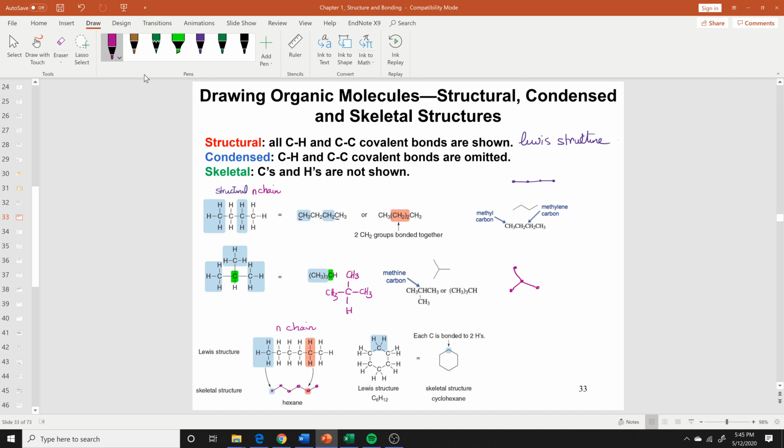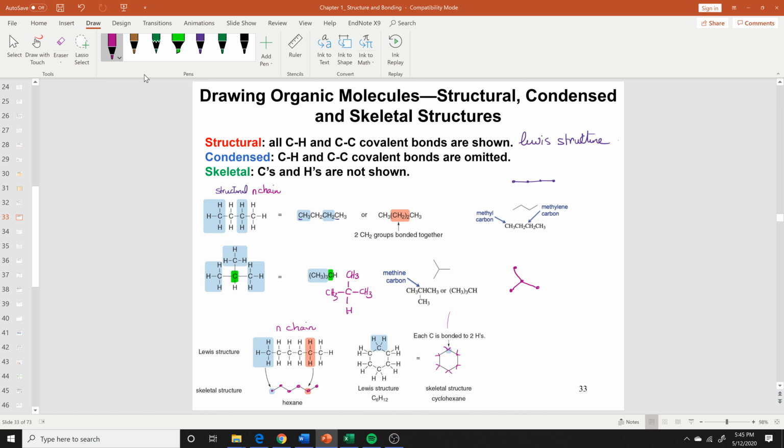With the skeletal, I know that this carbon, since it has 2 bonds, should have 2 hydrogen bonds. These are the 2 hydrogen bonds. Here again, this carbon has 2 hydrogen bonds, 2 hydrogen bonds, 2 hydrogen bonds, and 2 hydrogen bonds. And again, this carbon over here has 2 hydrogen bonds there.